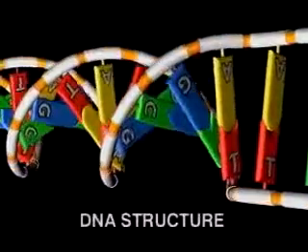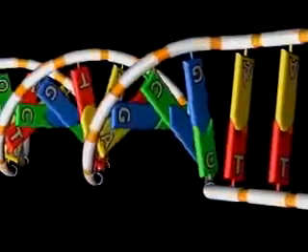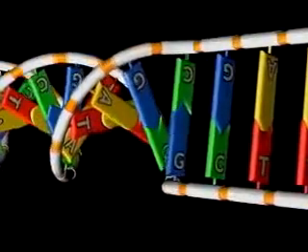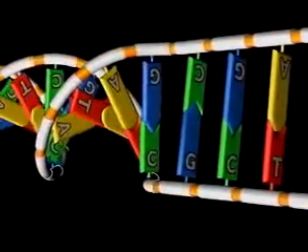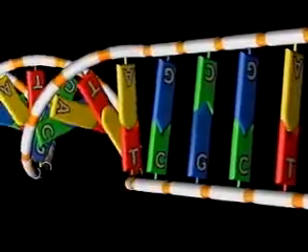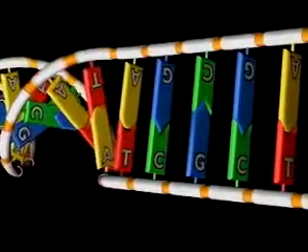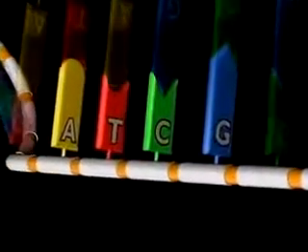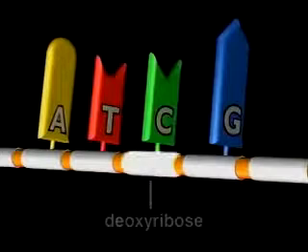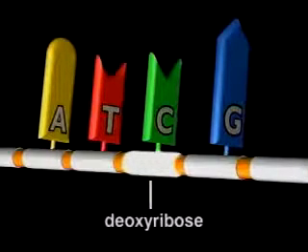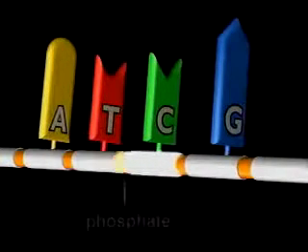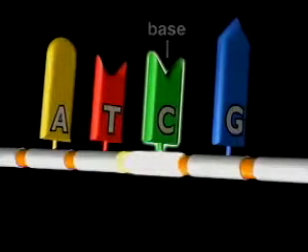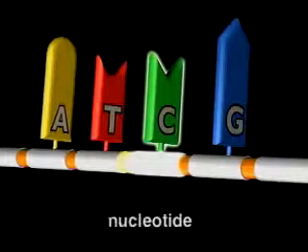Here's a schematic model of DNA. Unwind the double helix, and it consists of two long strands that form a ladder-like structure. The strands of DNA are strings of chemically repeating units, which act as basic building blocks. Each unit contains a sugar, deoxyribose, a phosphate group, and a base. Together, these form a nucleotide.